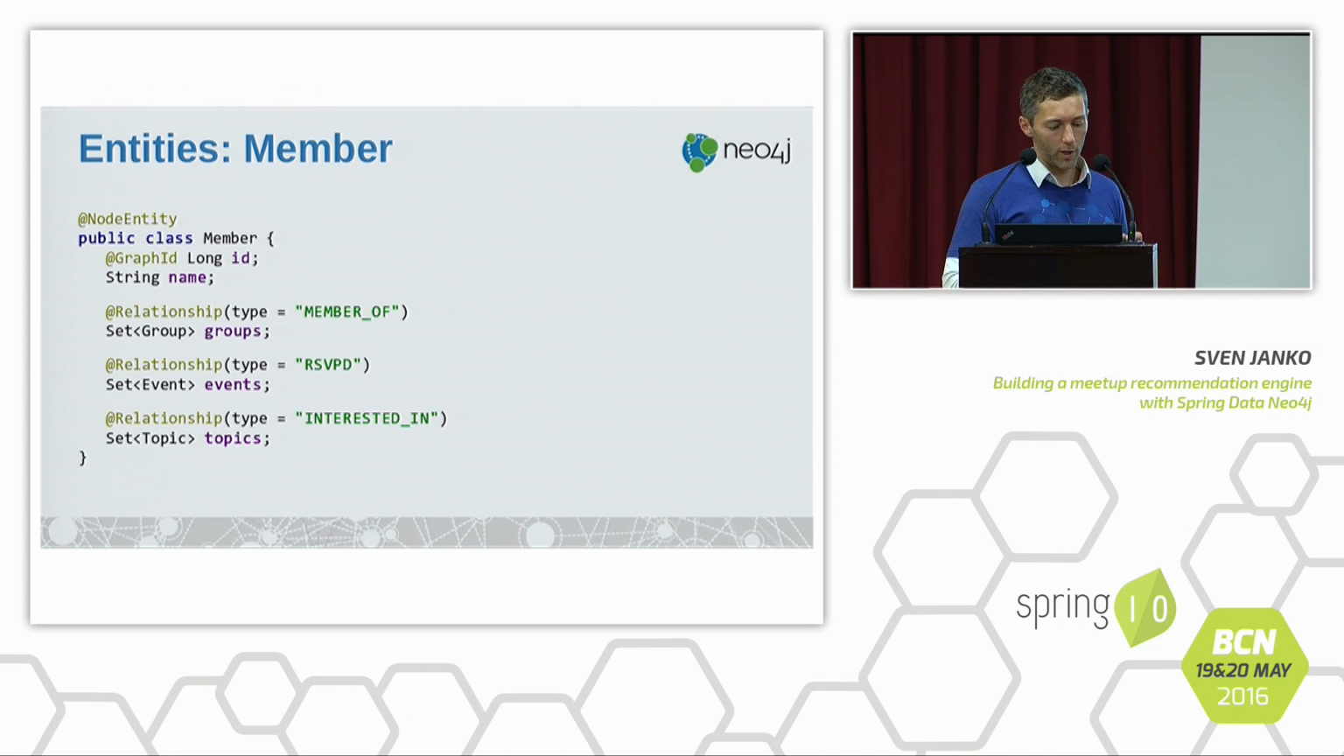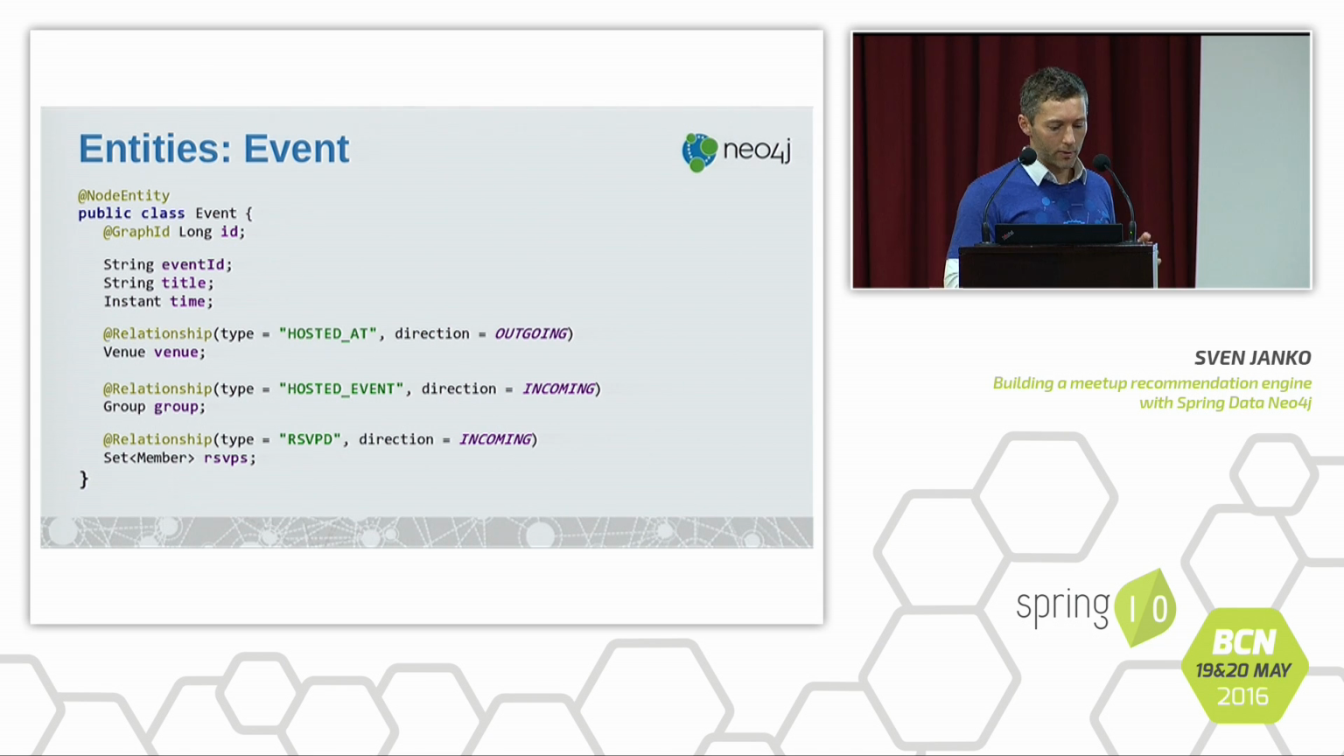And then we have our member. It's actually the same structure here. There's nothing new compared to the previous example. We have, again, our node entity, graph entity, and the relationship with the relationship types. So the event then also is annotated with the node entity, and it also has some relationships. And again, we are defining the outgoing and incoming directions here.